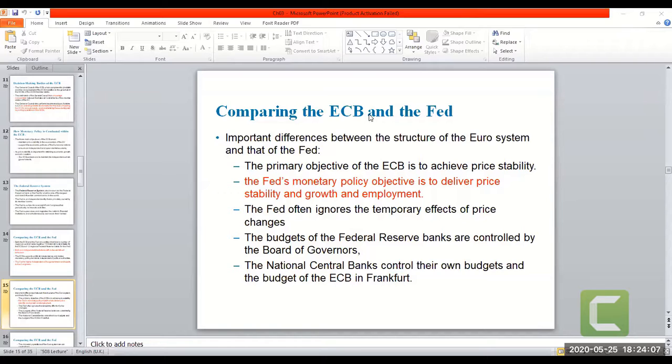But in the case of European Central Bank, national central banks control their own budget, and in addition they also control budget of the central bank.